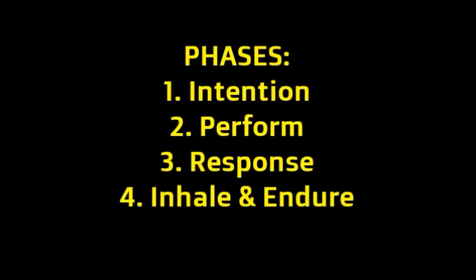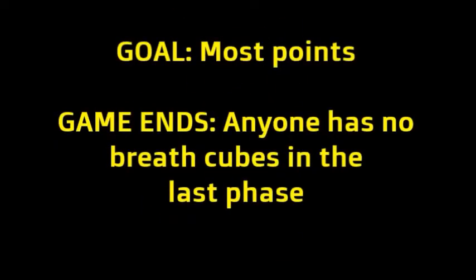Martyr is played over an undetermined number of rounds, consisting of 4 phases each: the intention phase, the perform phase, the response phase, and the inhale and endure phase, during which you're basically cleaning up and preparing the game for the next round. The goal of Martyr is to have the most points when the game ends. The game ends when any player does not have any breath cubes at the end of the last phase.